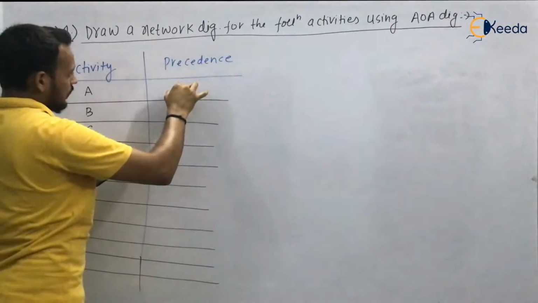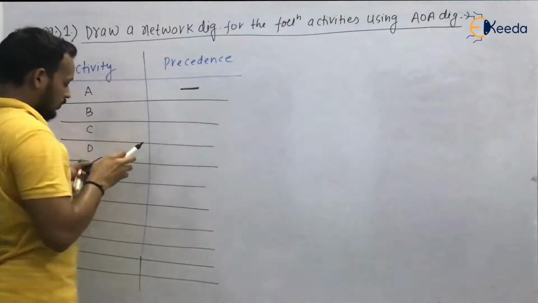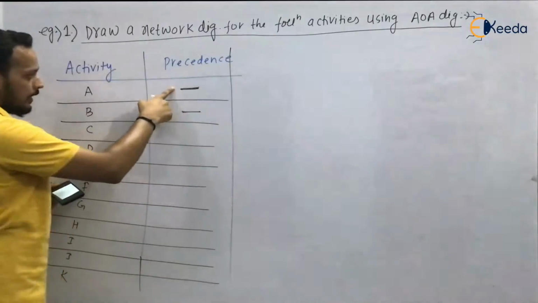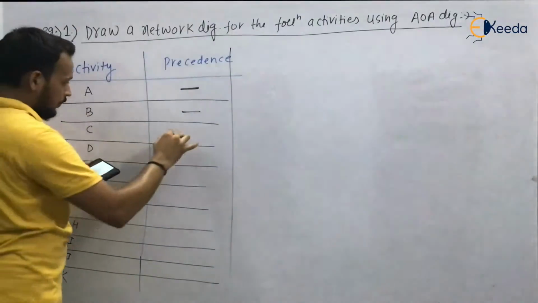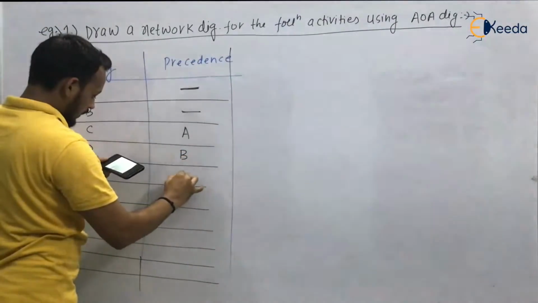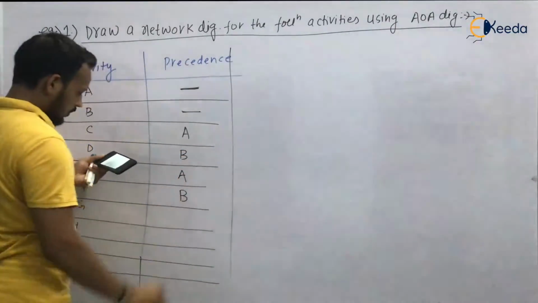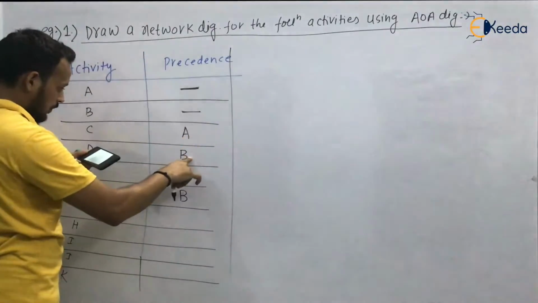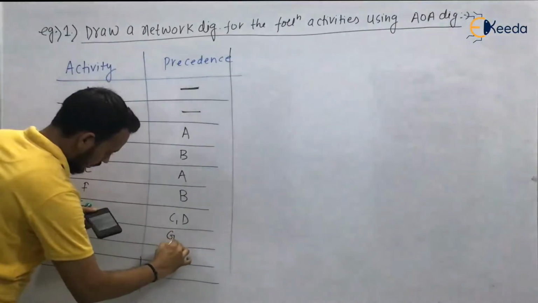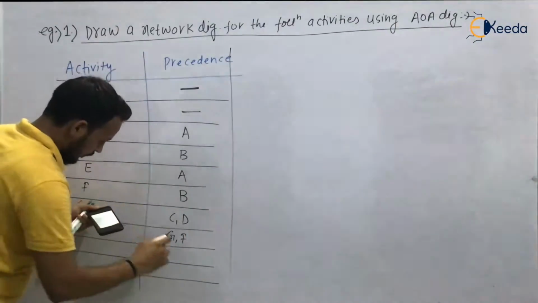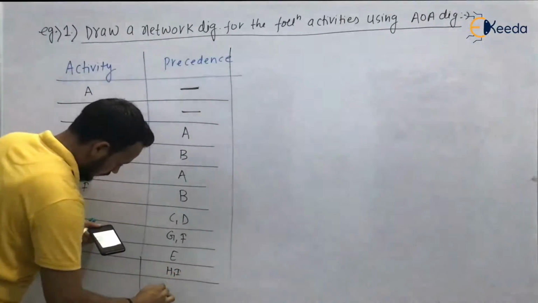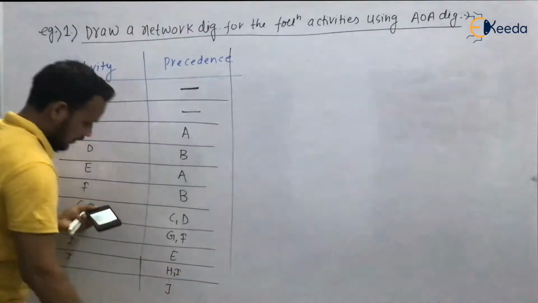And in the precedence, there is no precedence for A and there is no precedence for B. For C it is A, then B, again A, again B, A, B, A, B, C, D, G, F, P, H, I, and J.